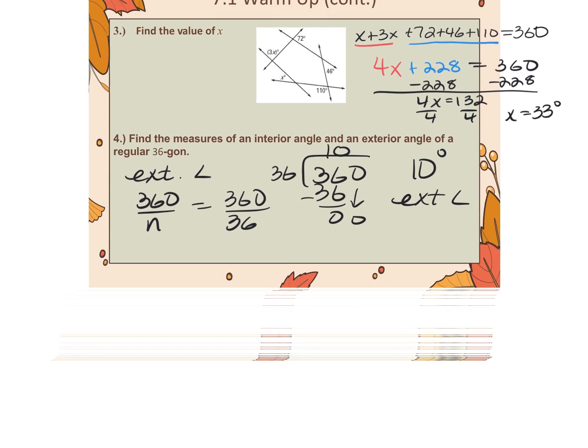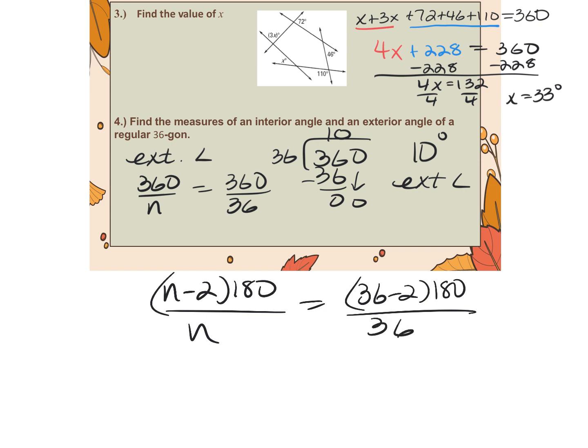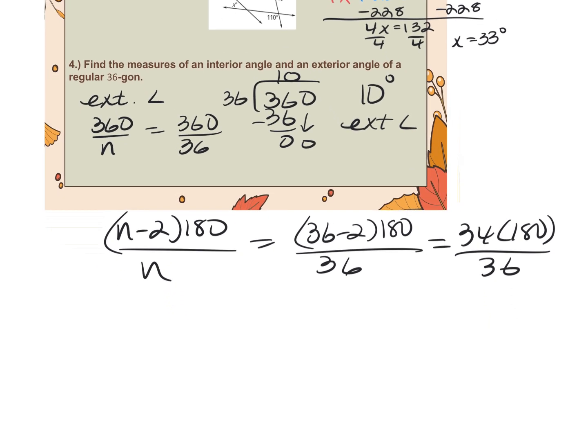However, for the interior angle, I'm using the formula n minus 2 times 180 divided by n. I get 36 minus 2 times 180 divided by 36. 36 minus 2 is 34. Now, you can either multiply and then divide. I'm going to simplify before I multiply. I used to always show this to my Algebra 1 class because we never used calculators. So I could simplify and divide 34 and 36 by 2 and make this 17 and 18.